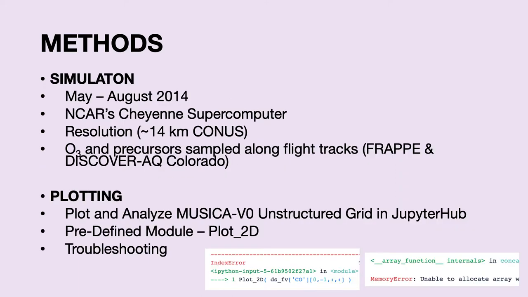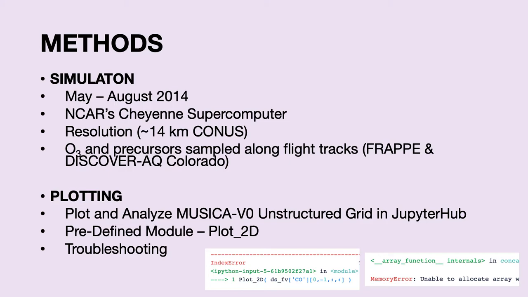I employed MUSICA-V0 to look at summertime ozone and its precursors. I ran the model from May to August of 2014 using the default resolution, which is approximately 14 kilometers over the contiguous United States and approximately 1 degree, or about 100 kilometers, for the rest of the globe. I also sampled ozone and precursors along the flight tracks of FRAPPE and Discover-AQ.